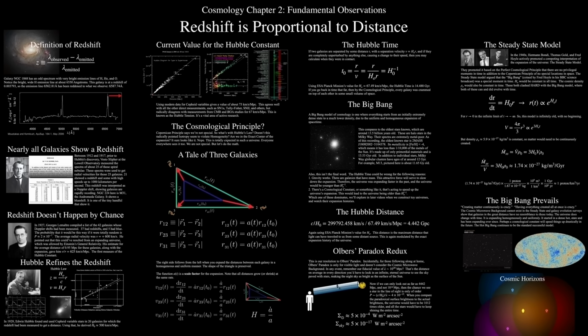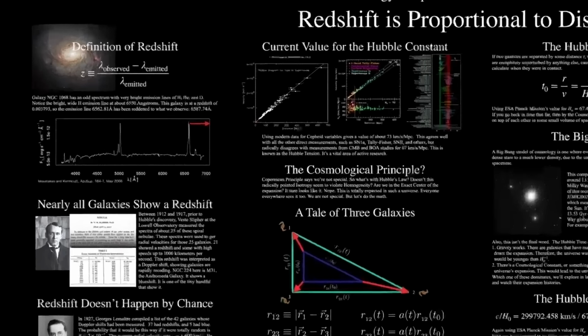All right, so what we're looking at this time is chapter 2, the third section, which is redshift. And redshift is proportional to the distance, which is an incredibly important fundamental observation for cosmology. All right, let's get to it.